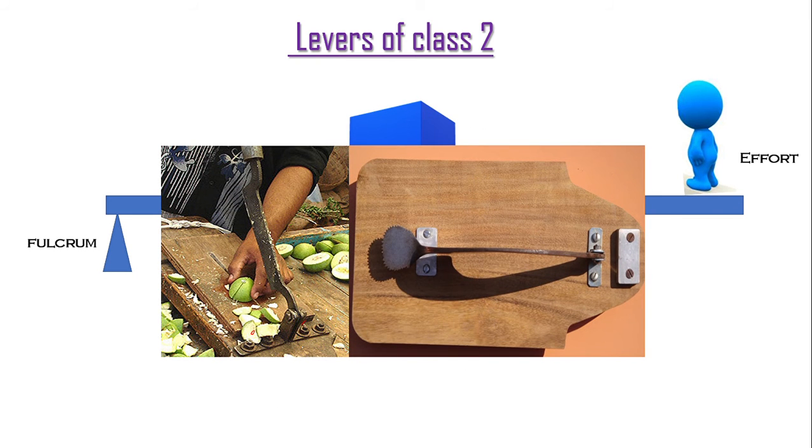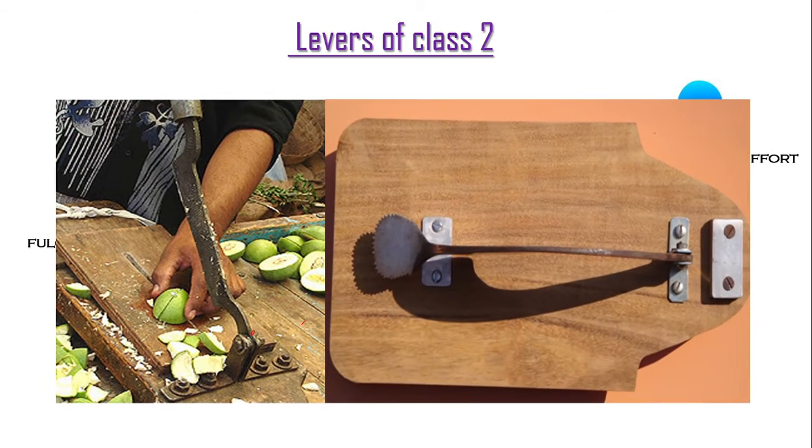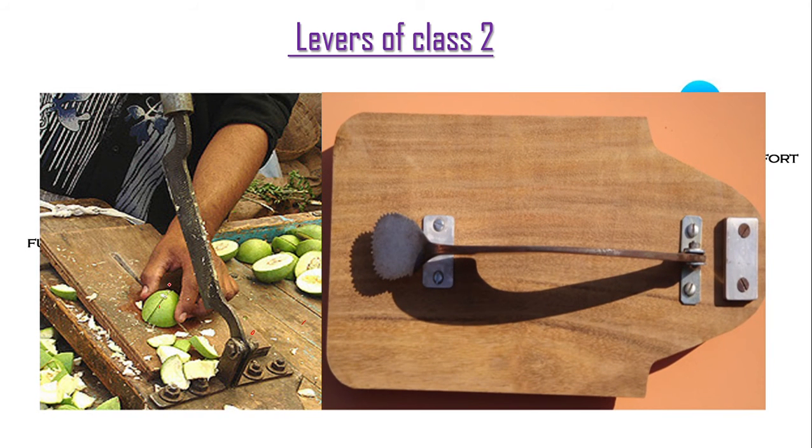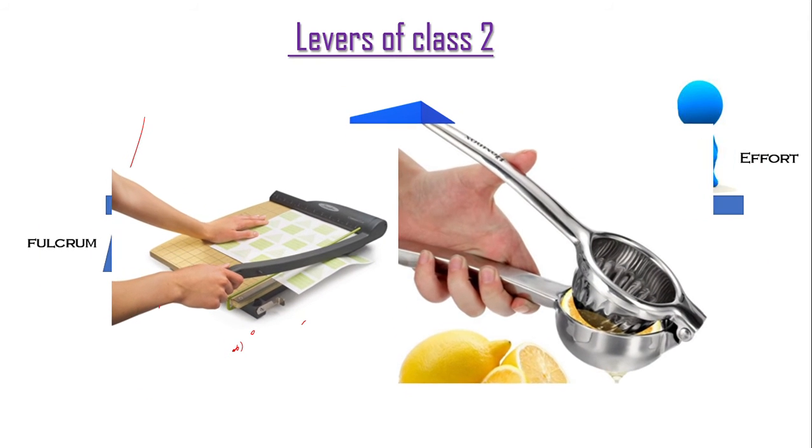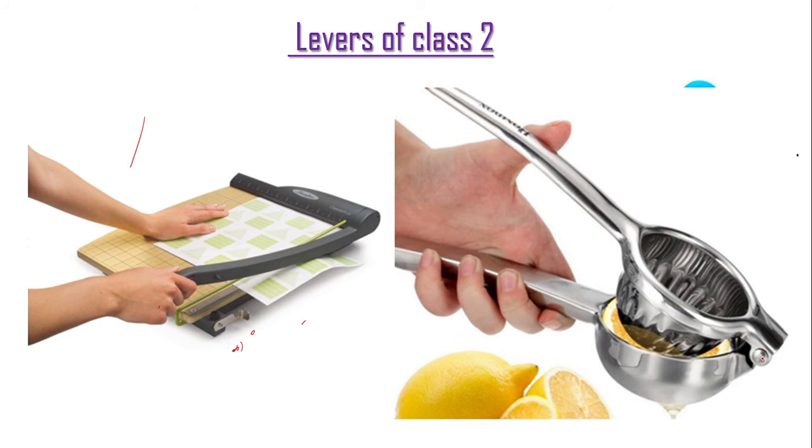Load in the center, mango cutter. Okay, so mango is in the center, load, fulcrum is at this point, and you're putting your effort to cut that mango over here. Okay, this is another example. So lever of class 2. The other examples would be lemon squeezer. So this is the fulcrum over here. Okay, lemon would become a load and the effort you are applying. So again the load is in the center. Over here again the paper cutter, load is in the center. This is the fulcrum and you are putting the effort.